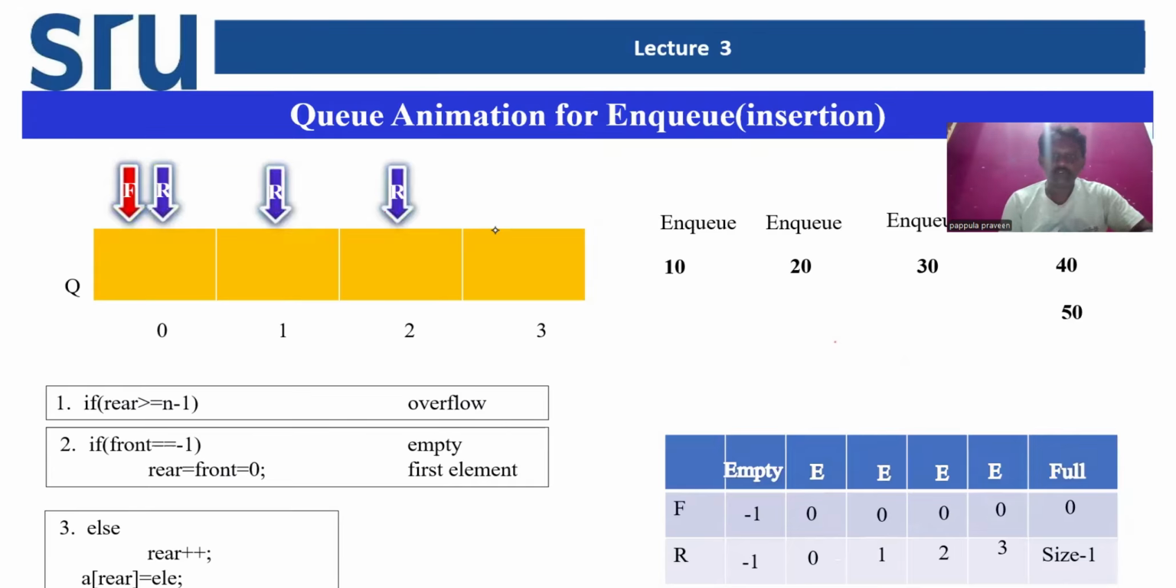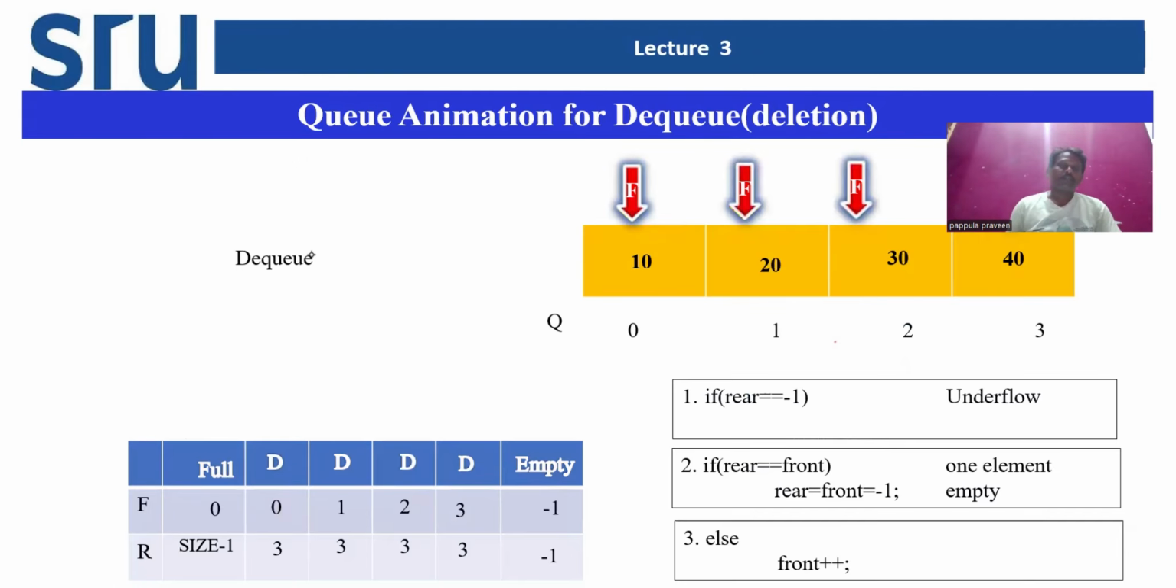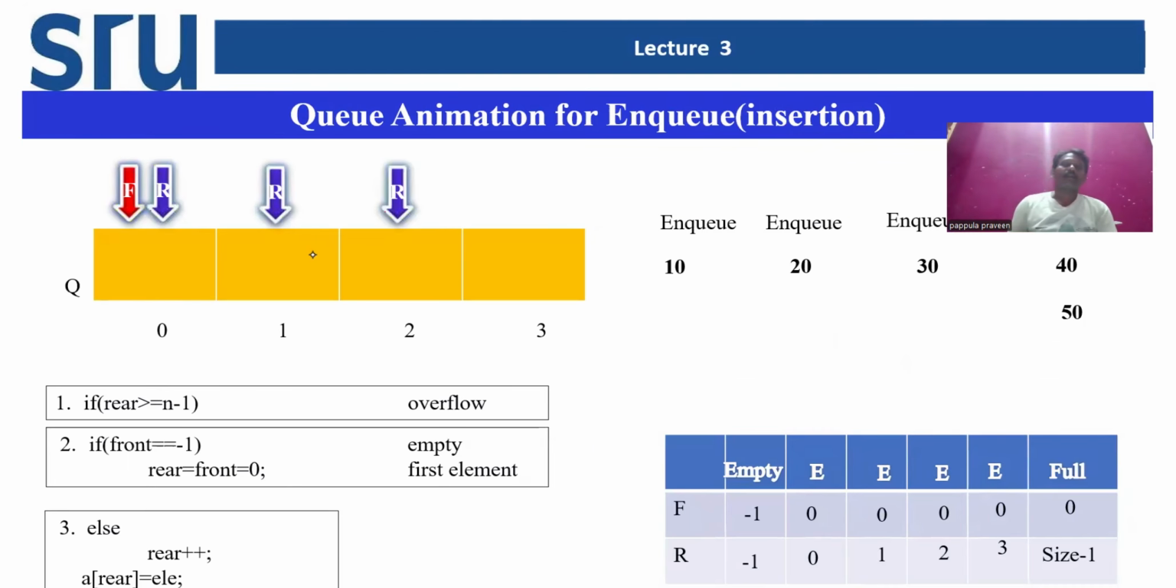So now the queue animation for Enqueue. This is the front, this is the rear, initially. You observe here, initially front equal to rear equal to 0. Then we can increment the elements. We are inserting the element, then the rear value is incremented by 1. If rear is greater than or equal to n minus 1, then there is no possibility to insert a new element. If front equal to minus 1, then your queue is empty. Otherwise, when inserting the elements, the rear value will increment by 1.